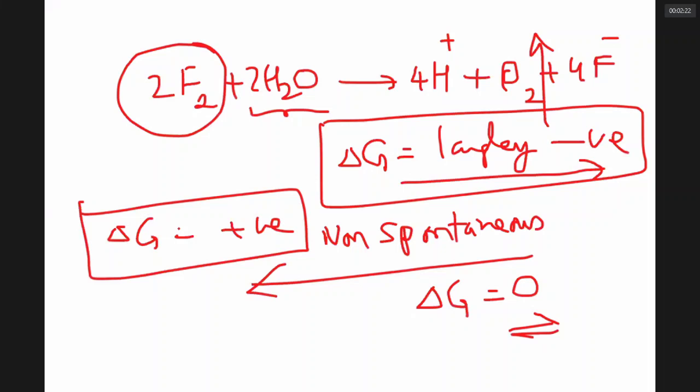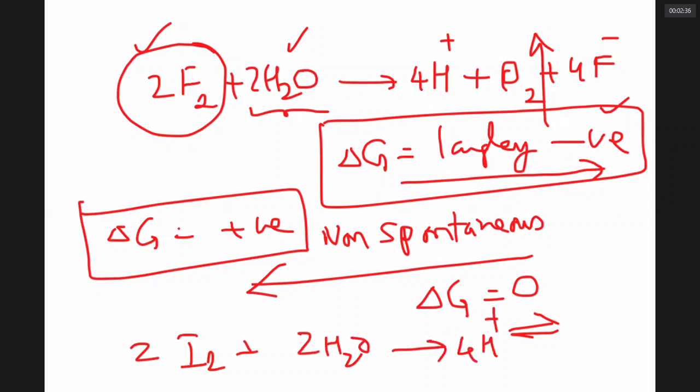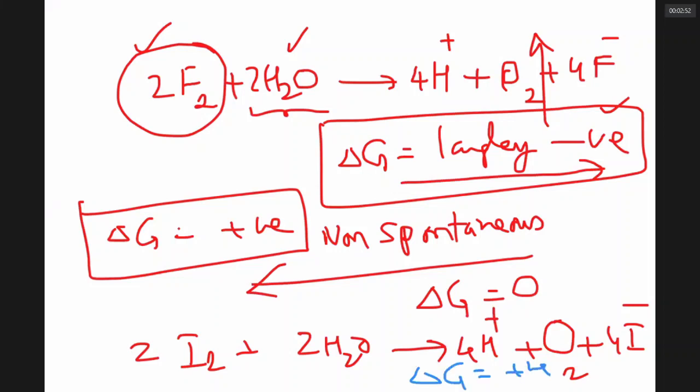Now, sir, for fluorine reaction with water, delta G is largely negative. Happily, it will happen. If you are using iodine and think of the same reaction, delta G value is largely positive. What does it mean, sir? So the backward reaction is favored.